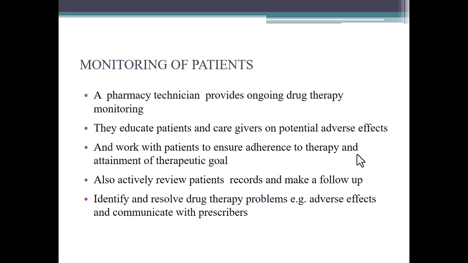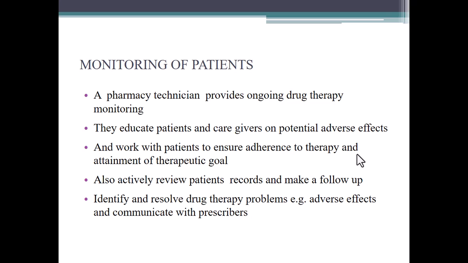They educate patients and caregivers on potential adverse effects. So in the process of monitoring, you're educating your patients as well as the caregiver on different adverse drug effects and how they may present. And work with patients to ensure adherence to therapy and attainment of therapeutic goals. So another relevance of monitoring, you are in position to work with patients so that they adhere to the therapy that has been given to them, based on the ailments that they have presented with.